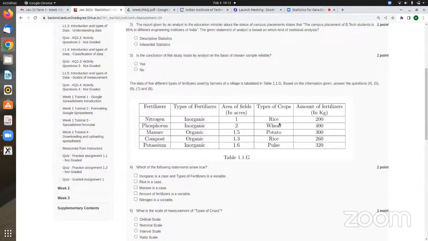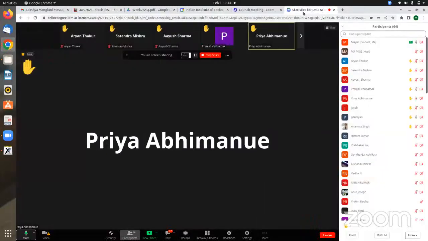Same question. Amount of fertilizer, it's a variable, right? Yes, it is a variable. Amount of fertilizer is the name of a column, and you can see it is changing, right? 200 to 400, 400 to 300, 300 to 260, 260 to 320. So it's a variable.